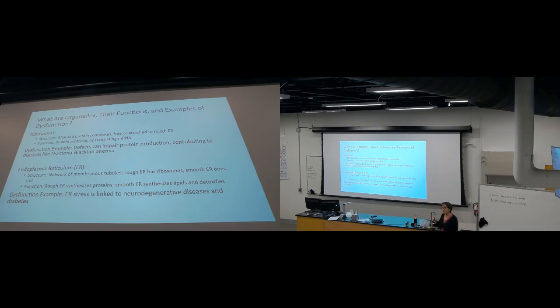So messenger RNA carries information from the DNA into the cytoplasm so that you can start adding amino acids, like the monomers of proteins, so you can make a protein. And that code of the DNA tells us specifically what amino acid is supposed to be there. We have 20 types of amino acids, and out of these 20 types, we have all the different proteins that we have. Examples of this dysfunction will be defects that can impair protein production, so you don't produce as many proteins, and that can contribute to diseases like Diamond-Blackfan anemia.